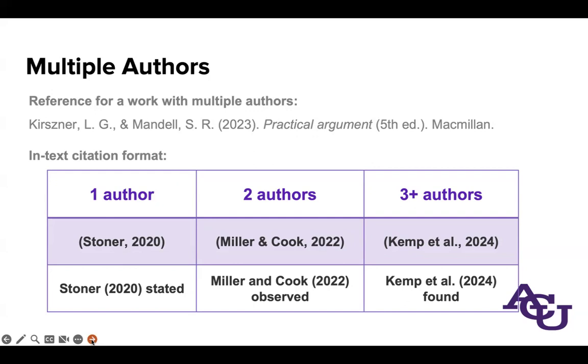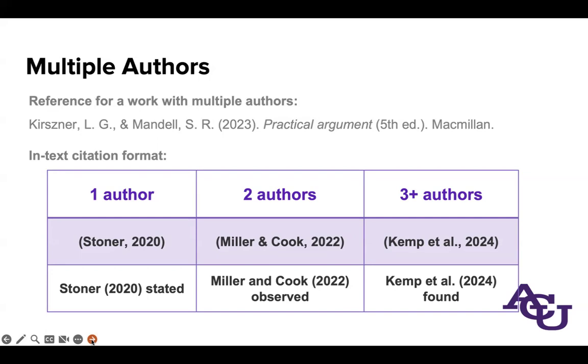At the beginning of a reference, if you have more than one author, you're going to separate the last names and the initials of the multiple authors with commas and put an ampersand symbol before the last name of the last author. So here I've got Kirschner, L. G., comma, ampersand symbol for and, Mandel, comma, S. R. As you can see, even if you have just two authors, you put a comma and then the ampersand symbol before it.